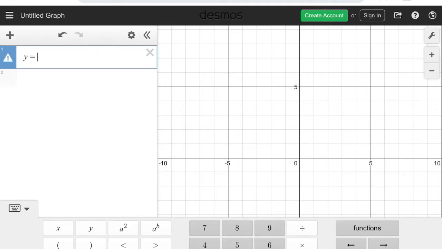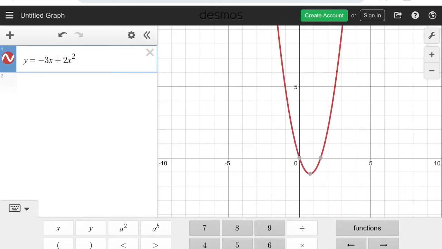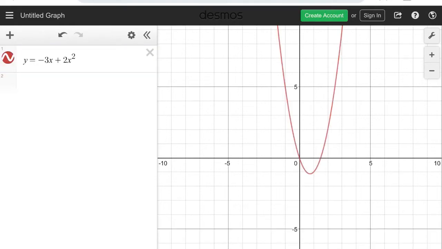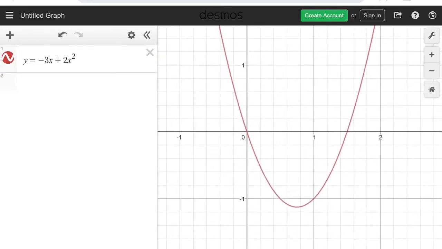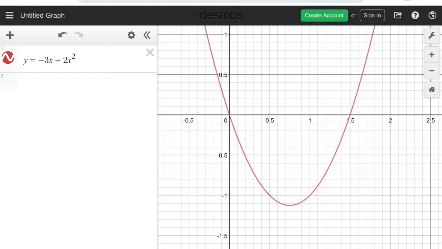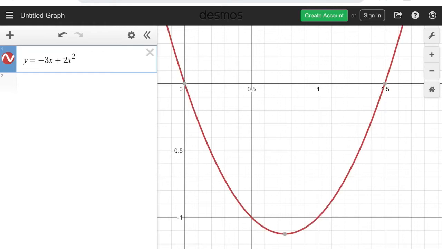So y equals negative 3x plus 2x squared. Now our x squared, we can simply just hit a squared. That gives us our equation. Great thing about Desmos is that if you hit the line, it gives you 3 gray dots. And then you just select that minimum, and there is your minimum point.